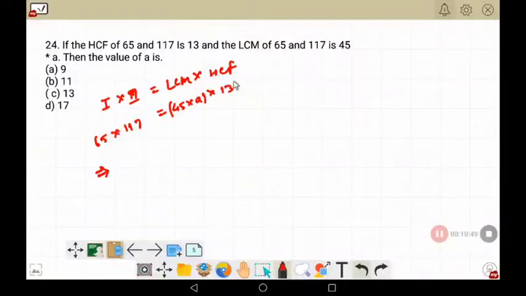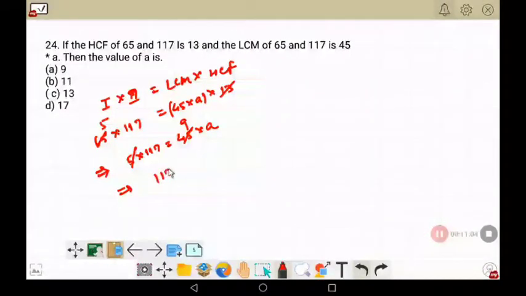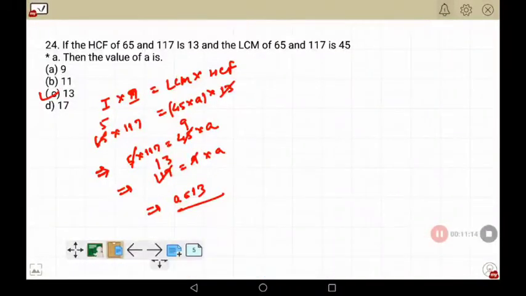Look at here. 13 5s are 65. 5 into 117 equals 45 into A. Again 5 9s are 45. 117 equals 9 into A. Again 9 1s are 9, 9 3s are 27. The value of A is 13. C is the answer.